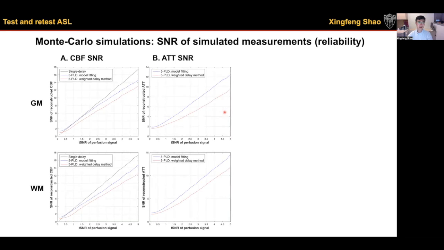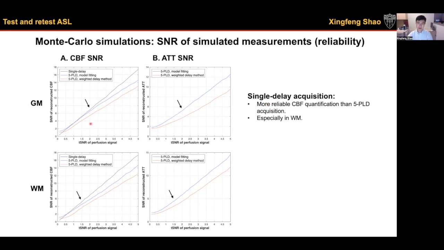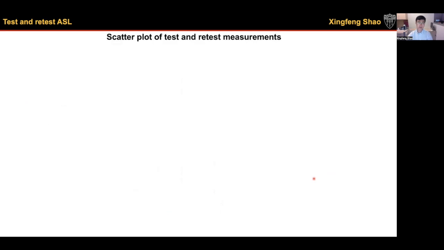Here are the Monte Carlo simulation results of the SNR in CBF and arterial transit time in gray and white matter. Again, the black arrows indicate the standard tSNR. The single-delay acquisition gives you more reliable CBF quantification than the 5PLD approach, as indicated by the black line here, with the benefit larger in white matter. For the 5PLD acquisition, the reliability of the arterial transit time and the CBF measurements is overall higher using the model fitting approach, which gives about a 20 to 40% SNR gain.